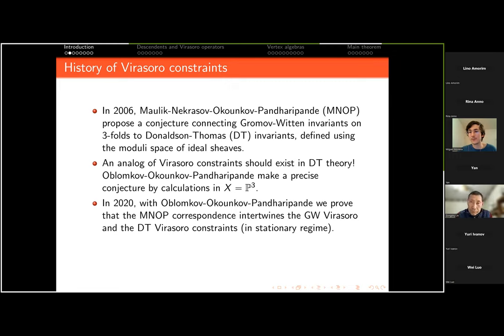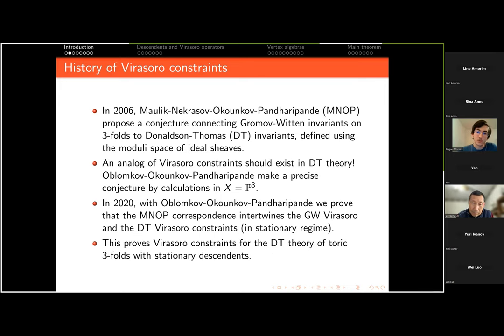Even with all the developments, it's not possible to prove this fully for now, only in the so-called stationary regime. And with this, it's possible to prove the Virasoro constraints for the DT theory of toric threefolds with stationary descendants. It's possible to do this for toric threefolds because both the Virasoro constraints and the MNOP correspondence are known for toric threefolds. What is stationary descent?